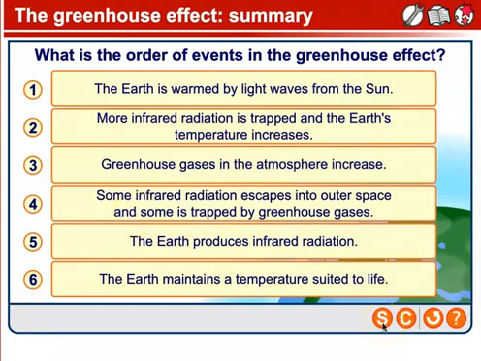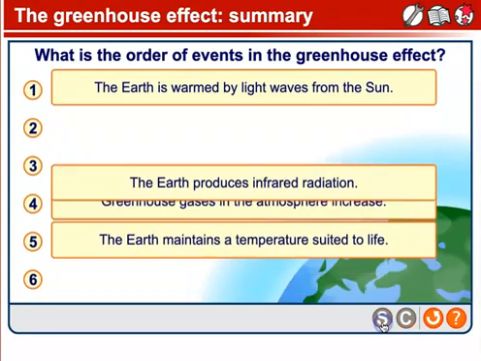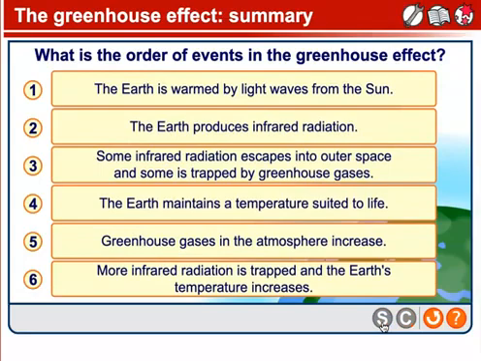So what is the order of events in the greenhouse effect? Number 1, the Earth is warmed by light waves from the sun. Number 2, the Earth produces infrared radiation. Number 3, some infrared radiation escapes into outer space and some is trapped by greenhouse gases. Number 4, the Earth maintains a temperature suited to life.